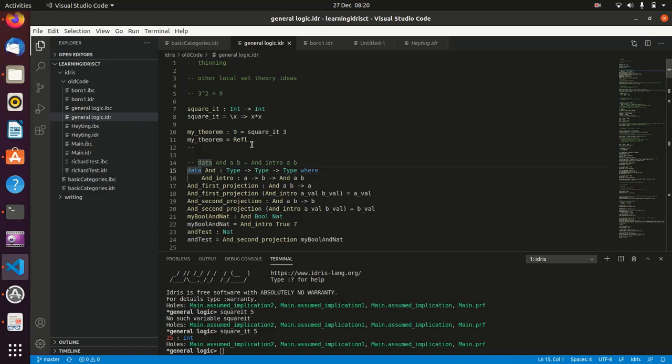Here's how we can set up products in Idris. So I'm calling the product AND to make this connection with logic more pronounced. And you see the way that we can describe it. We say that AND is a function type, that it takes in a type and another type and returns a type. So it's basically a product. We're saying that a product is something that takes two objects and returns an object. And we have this introduction rule here, which takes two inputs, an input of type A and an input of type B, and gives us an output of type AND A B.